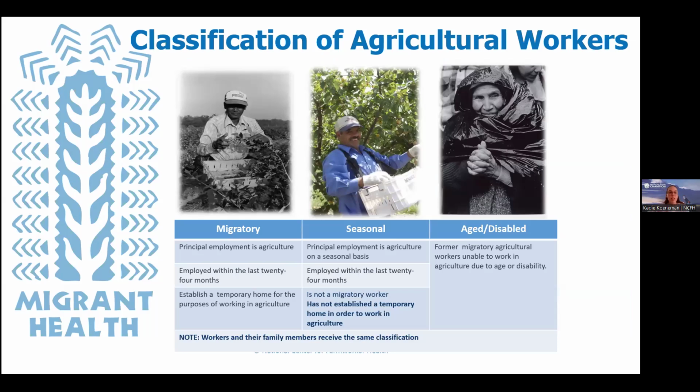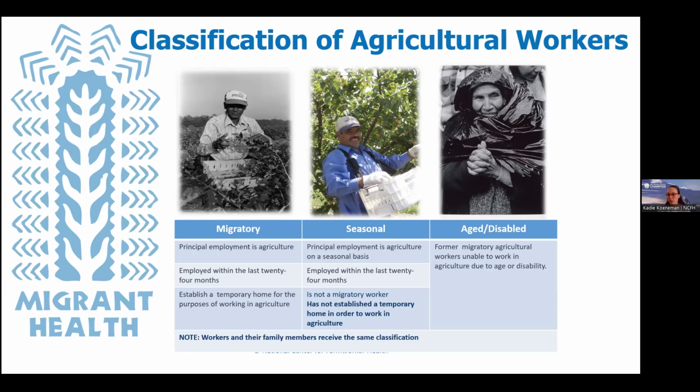And then the classification of agricultural workers. In addition to the definition of agriculture, HRSA has defined the three classification types for agricultural workers for UDS reporting: migratory workers, seasonal workers, and aged and disabled former migratory agricultural workers. On the slide here, you can see a table outlining the key components of the definition of each of these classifications. For migratory, a migratory agricultural worker's principal employment is in agriculture. They've been employed in agriculture within the last 24 months or 2 years, and they establish a temporary home for the purposes of working in agriculture.